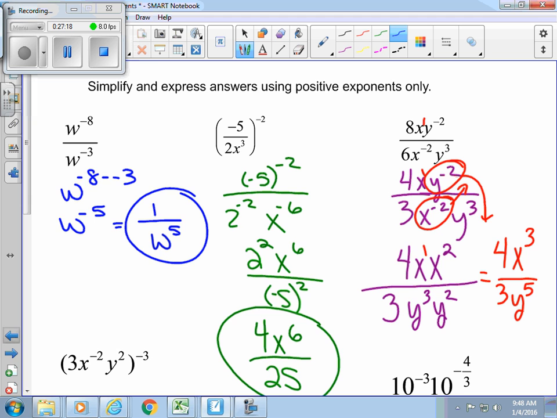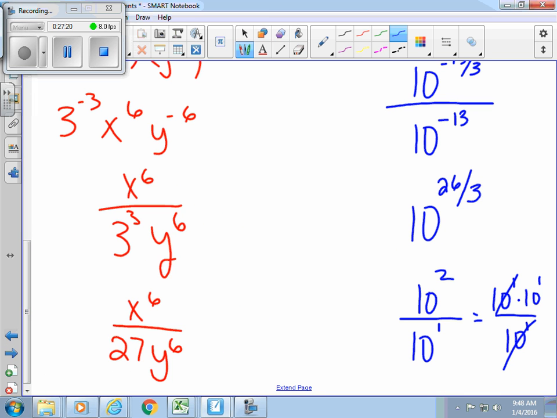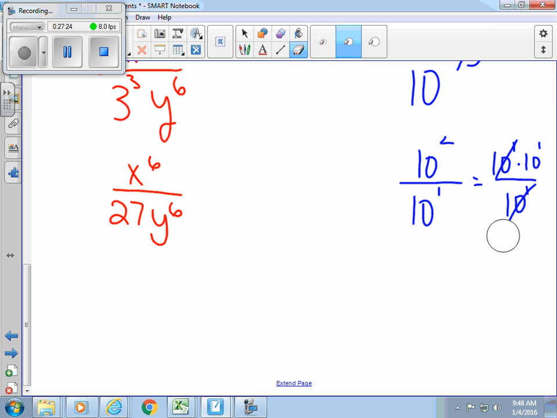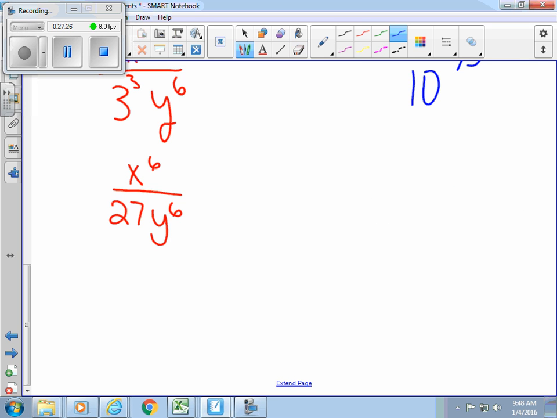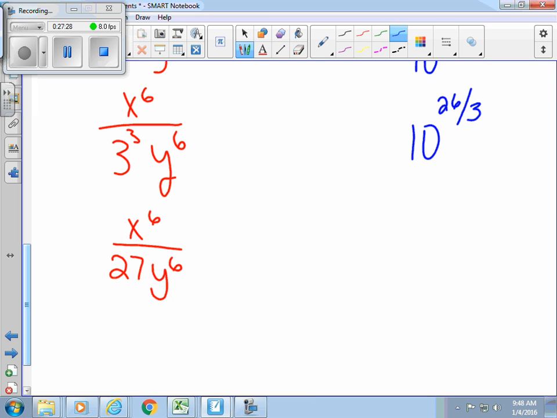Good question. This is a perfectly good answer based on the directions. However, another perfectly good answer would be the cube root of 10 to the 26th. So if you wanted to write it that way, you could. Either way. The next slide will make us write it that way. This one just said positive exponents, so we would have had to accept either.